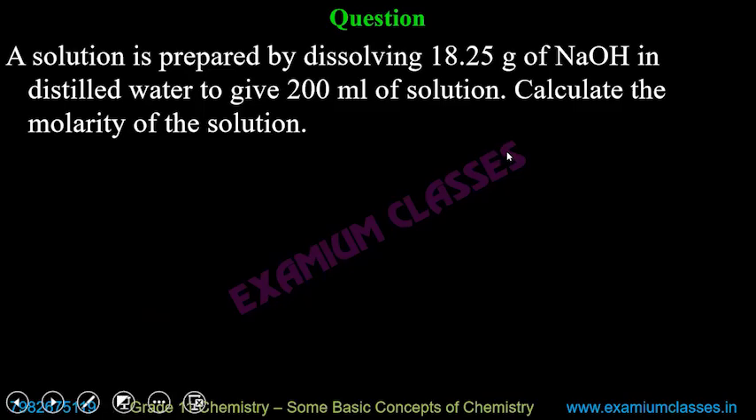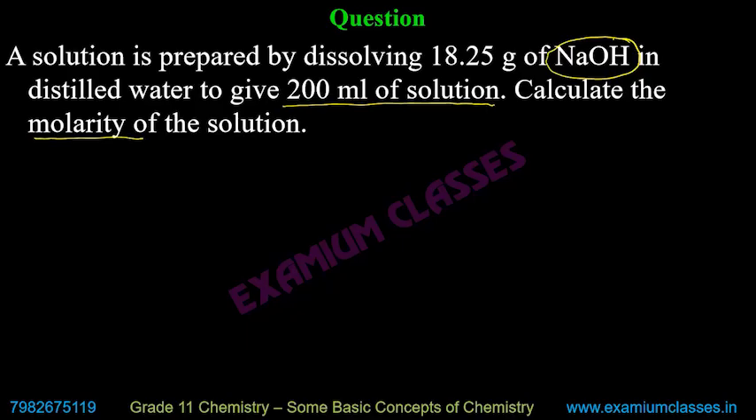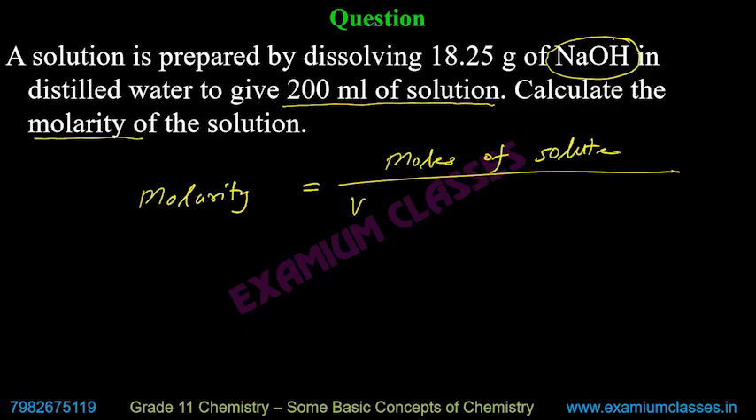Next question then. A solution is prepared by dissolving 18.25 gram of NaOH, known as caustic soda, sodium hydroxide, in distilled water to give 200 milliliter of solution. Calculate the molarity of the solution. So first write the formula of molarity. Molarity is number of moles of solute divided by volume of solution in liters.